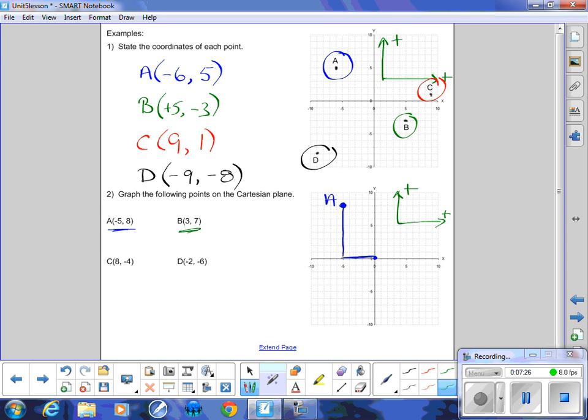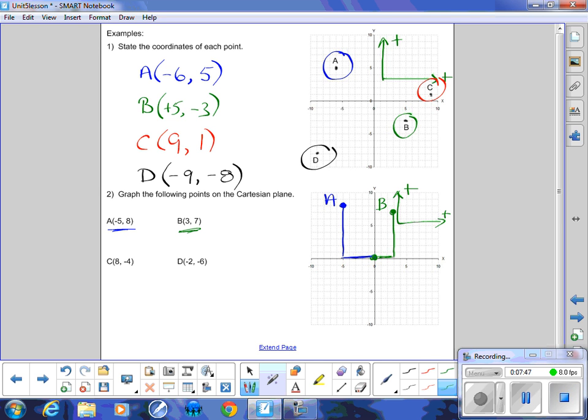For point B, which is at 3, 7, I would move. Again, I'm back at my origin. 1, 2, 3. So I move 3 to the right. The 7 is positive, so that means I got to go up. 1, 2, 3, 4, 5, 6, 7. So there is my point B.